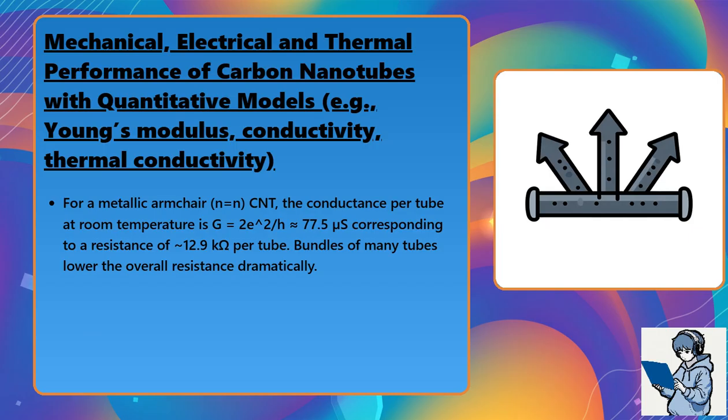Electrical conductivity. For a metallic armchair carbon nanotube, the conductance per tube at room temperature is G equal to 2e squared divided by h, approximately 77.5 microsiemens, corresponding to a resistance of about 12.9 kilohms per tube. Bundles of many tubes lower the overall resistance dramatically.